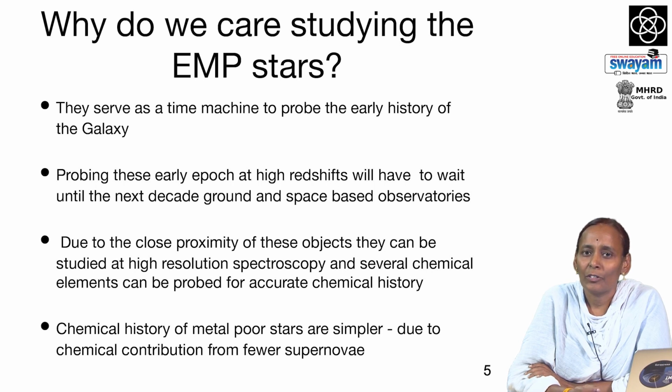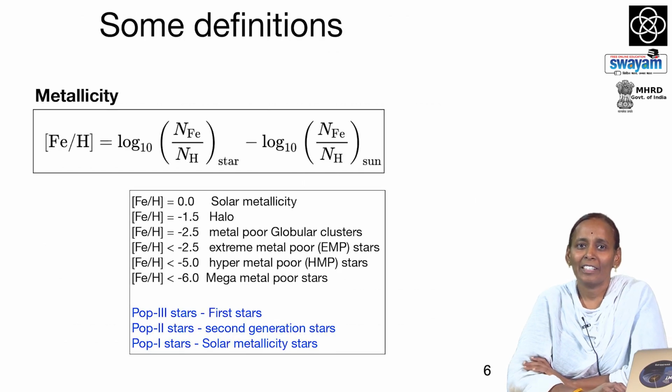The chemical history of metal poor stars is slightly simpler compared to the stars in the solar neighborhood at solar metallicities, because these EMP stars would have received contributions from only a few supernovae. So, that is why EMP stars are very important. They probe the epochs which cannot be directly probed now. So, these are some definitions.